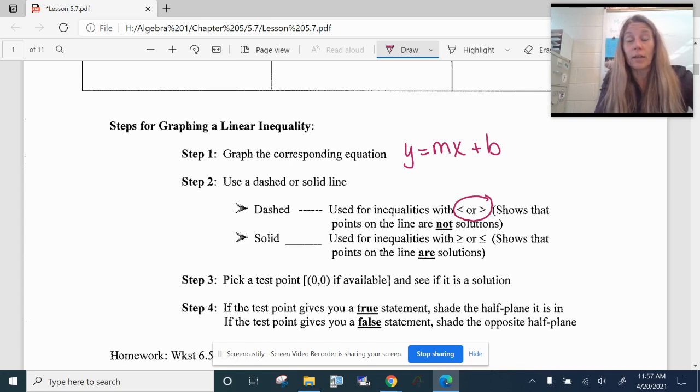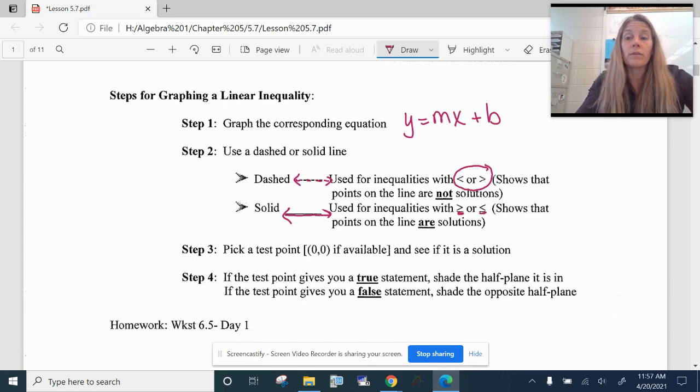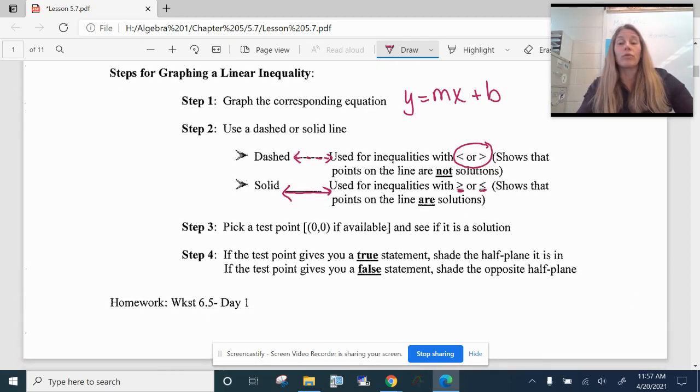So if we just have a less than or greater than, we're just going to use this dashed or dotted line. But if you have the equal to's underneath, then you're going to fill it all the way in and it will be a nice solid line. And then the last thing you have to do is shade on either side of that boundary line. So that boundary line, which may or may not contain solutions of the inequality, is going to separate that coordinate plane into one part that has no solutions to the inequality and the other part that contains all of the solutions to the inequality. So there's two ways of doing that.